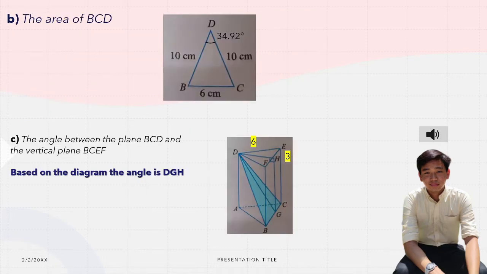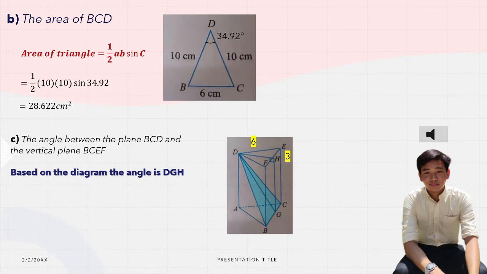Question B, we need to find the area of BCD. To do that, we need to use the formula area of triangle equals 1 over 2 ab sin C. So now, we need to put the values into the formula. a and b represent the lengths of BD and CD. Both lengths BD and CD are the same, which is 10 cm, while C represents the angle at D, which is 34.92 degrees. So the equation will be 1 over 2 times 10 times 10 times sin 34.92. After we do the calculation, we will get 28.622 cm squared.